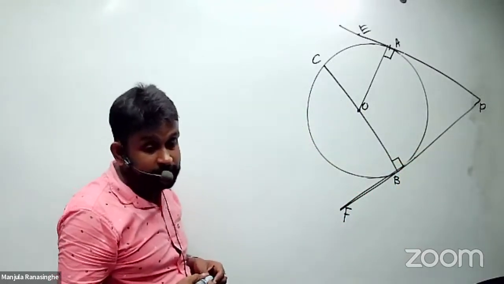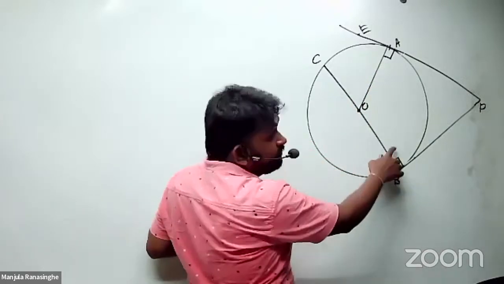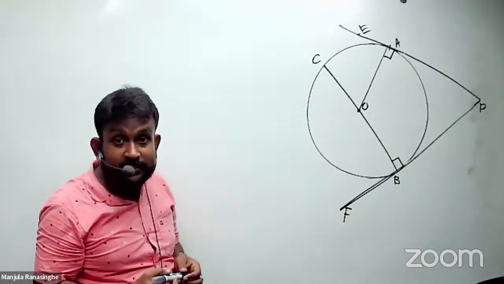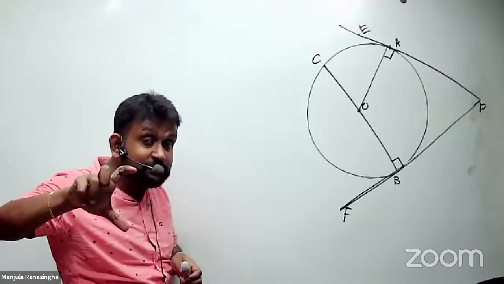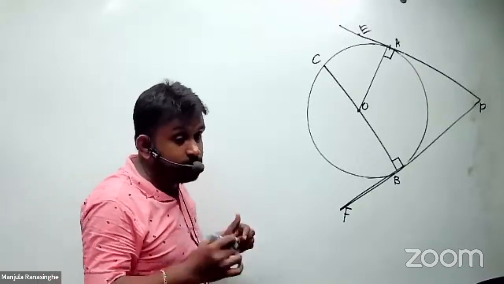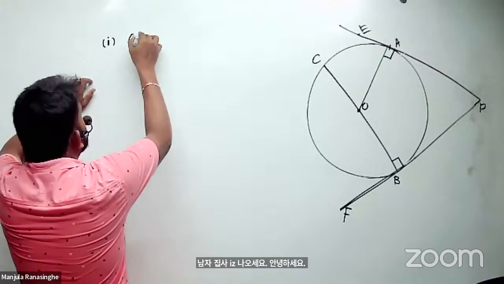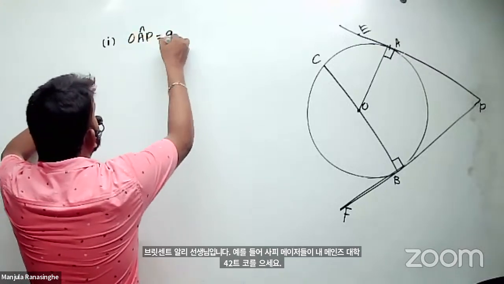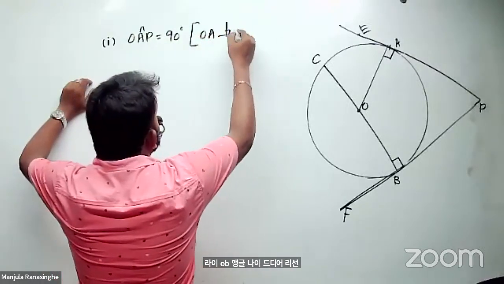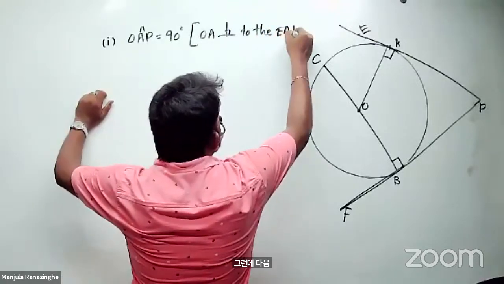Okay, fine. Now you can see that that is 90, that is 90, but they are opposite angles of a quadrilateral, so they add to 180. If the opposite angles' sum is supplementary, that means it is a cyclic quadrilateral. So now you write the way, right? How do you write that? You write angle OAP equals 90 degrees. Reason: OA is perpendicular to the tangent, the EAP tangent.